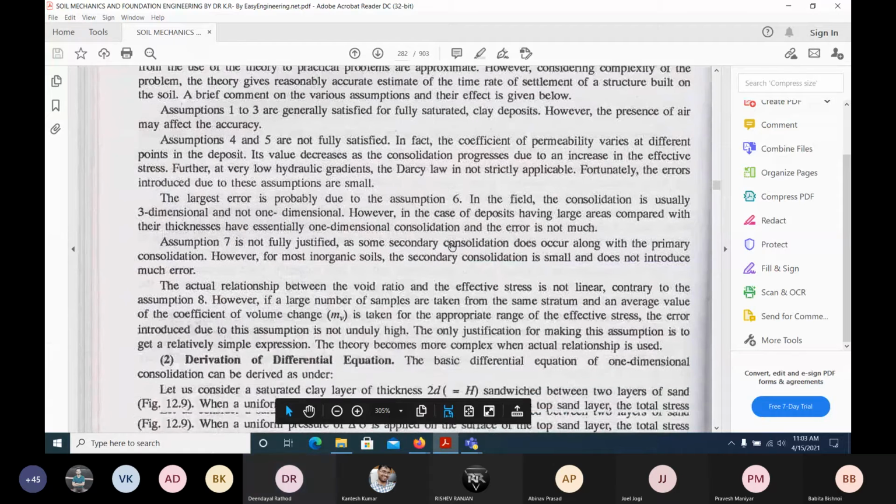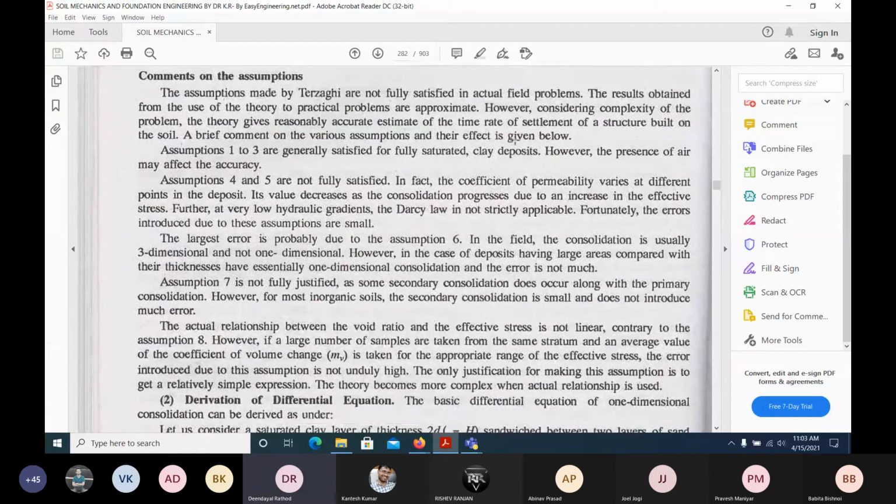Now, we'll see some comments and then stop today. The assumptions made by Terzaghi are not fully satisfied in actual field conditions. The results obtained from the use of the theory for practical problems are approximate. Definitely, it is approximate. However, considering the complexity of the problem, the theory gives a reasonably accurate estimate of the time rate of settlement of a structure built on a soil.